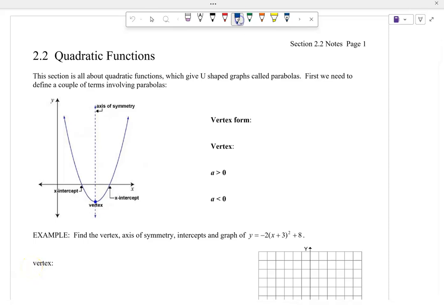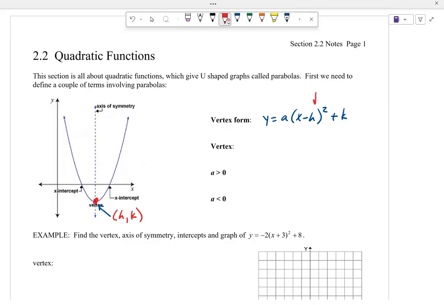We take a look at our U-shaped graphs, our quadratic functions. These are called parabolas. And our vertex form, which is a very useful form for a quadratic, is a times the quantity x minus h squared plus k. So this vertex right here, the bottom of the graph, that h, k, that minimum point on that U-shaped graph, is our h, k.